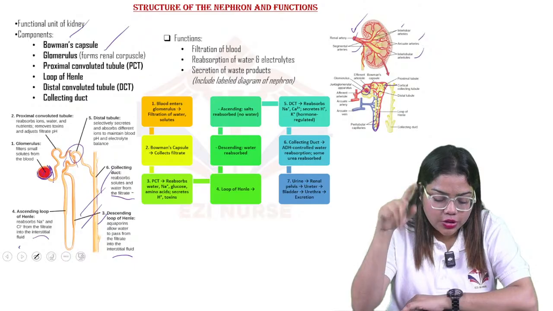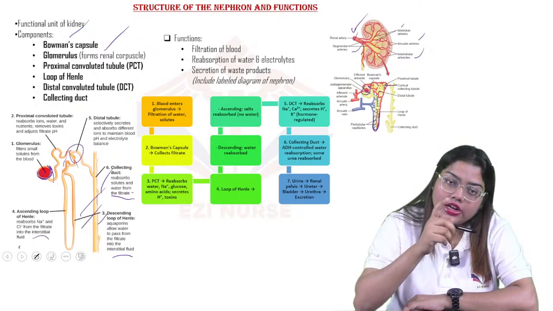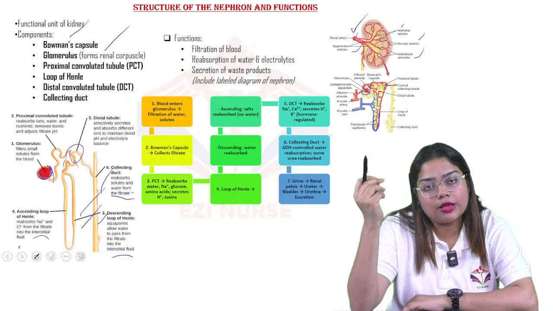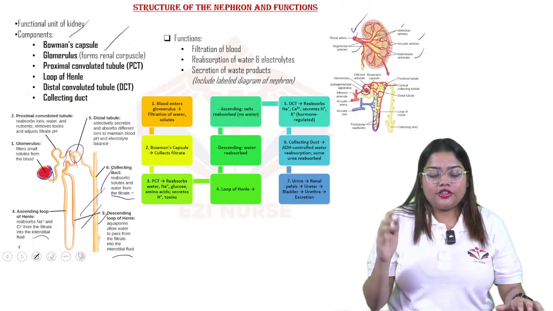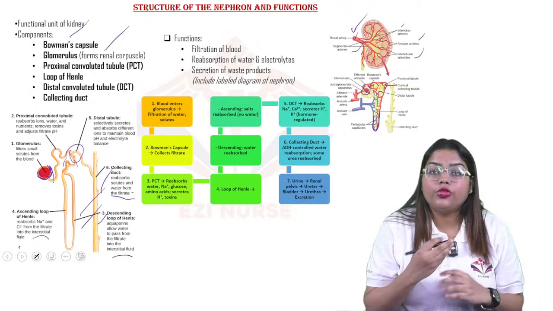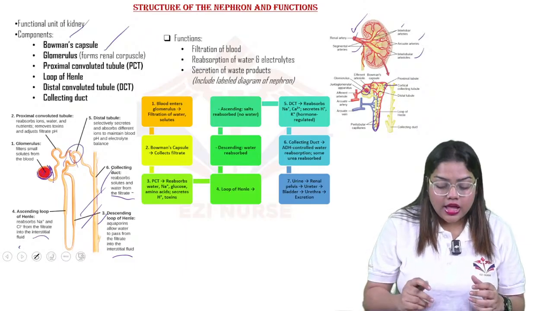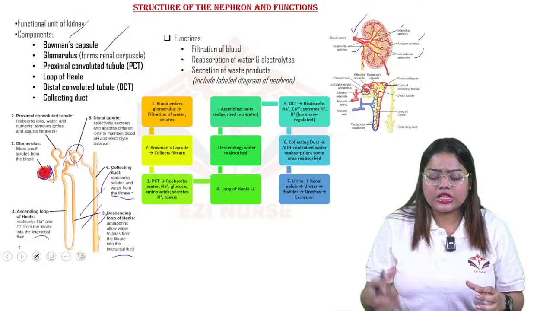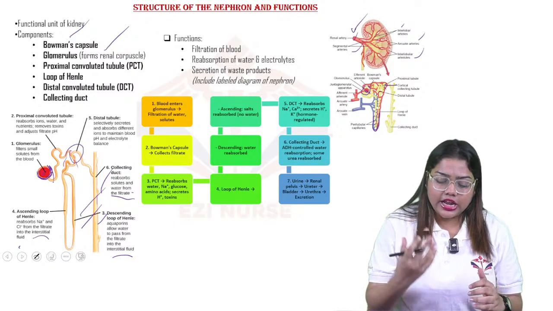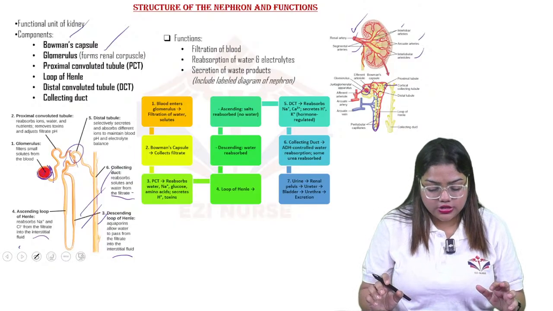Then it will go to the proximal convoluted tubule. The Bowman's capsule has already collected the filtrates, but again the fluid will go to the proximal convoluted tubule, and it will reabsorb the water, sodium ions, glucose, amino acids, okay, and it will secrete the H plus or hydrogen ions and toxins.